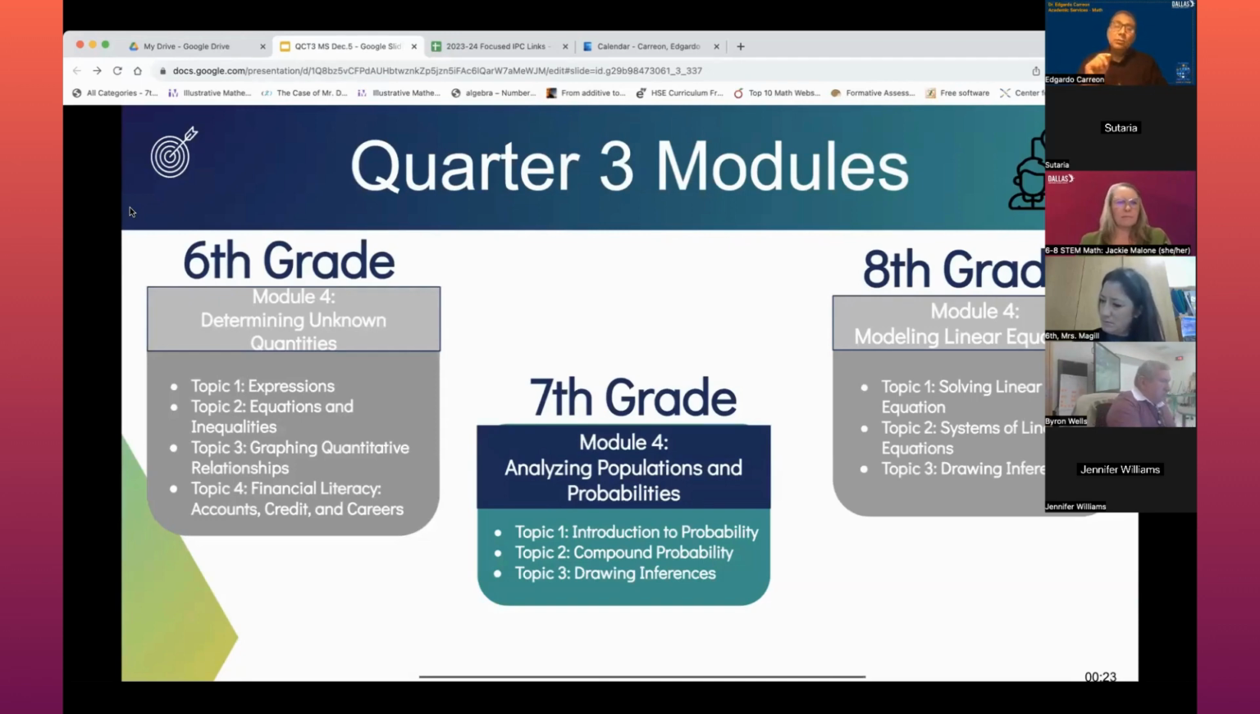In this particular session, we're going to focus on 7th grade, which is analyzing populations and probabilities. For 7th grade, we have 3 topics: introduction to probability, compound probability, and drawing inferences. These are the 3 topics we're going to have in 7th grade. And we are going to be focusing on one of these topics for the activity that we have prepared for you this evening. Okay. And with this, I'm going to pass it on to Jackie so she can guide us through this next section.